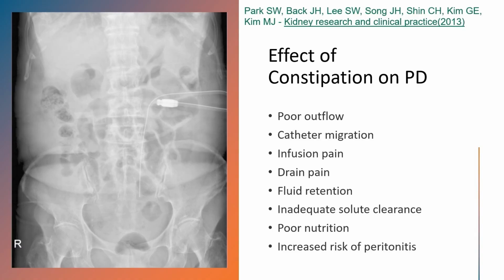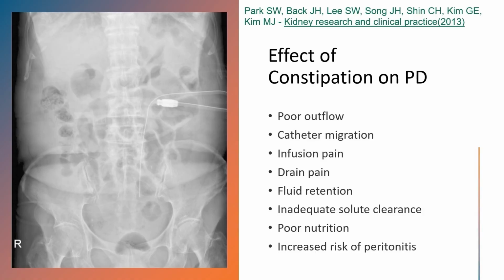Because the fluid is not able to come out as easily, if there's fluid that remains in, it will get reabsorbed, and this can lead to fluid retention and inadequate solute clearance. So for patients that are on peritoneal dialysis on the cycler, there's a couple different settings you can use. There's a time-based setting. So if I say I want my patient to have 4 exchanges over 8 hours, they are going to be on the machine for 8 hours.